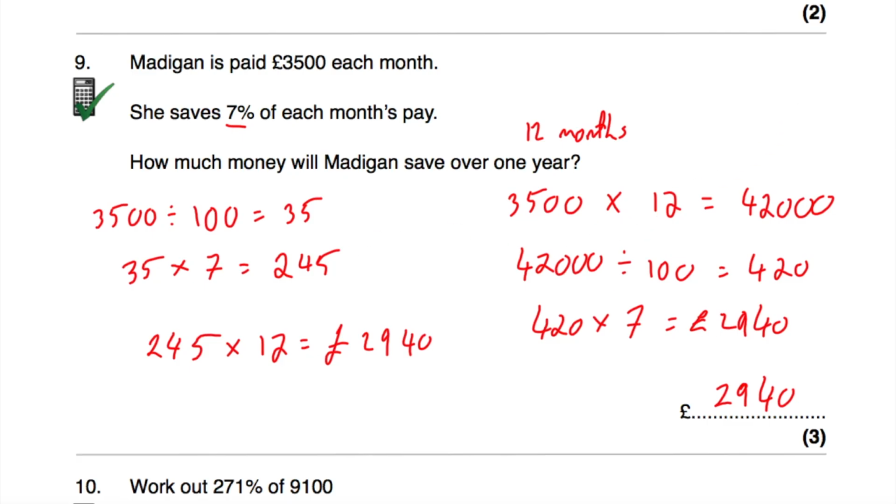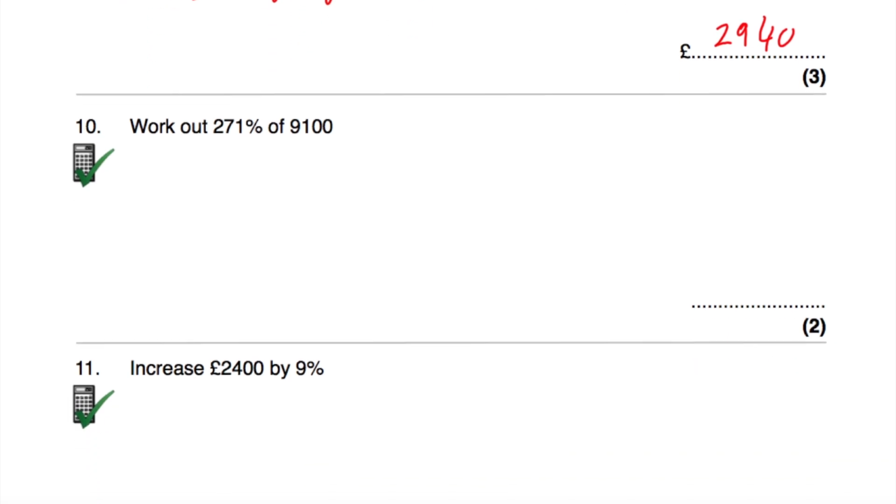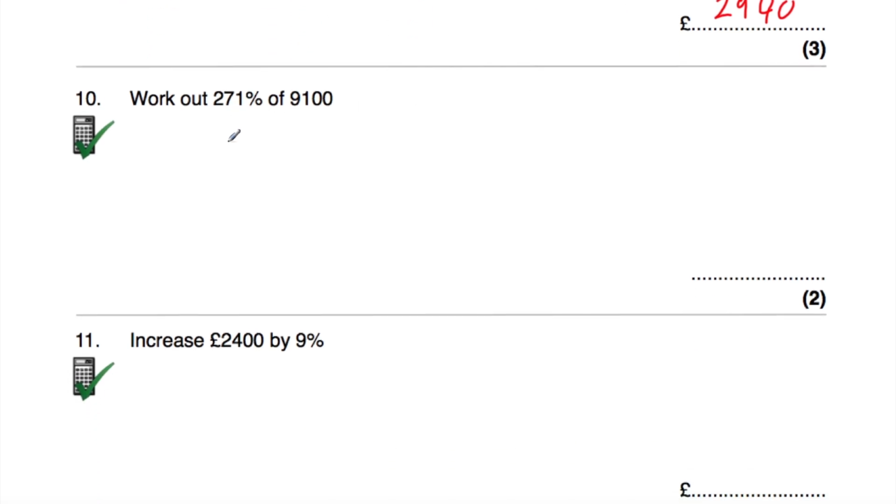Okay, let's look at our next question, question number 10. We've been asked to work out 271% of 9,100. So again, we just use the same approach. We divide by 100 to find 1%, and then times by the percentage we want, which is 271. So if we take 9,100 and divide that by 100, that's equal to 91. So it means that 1% is 91.